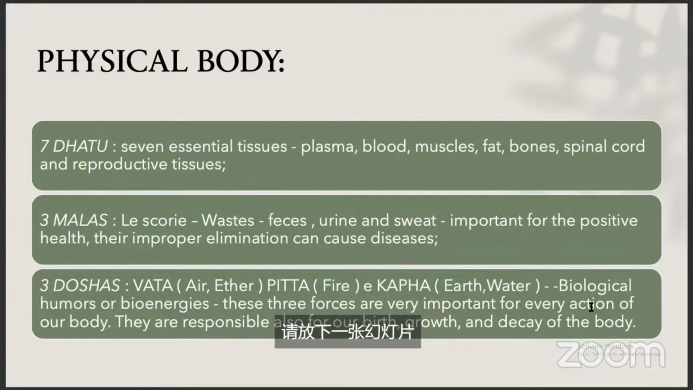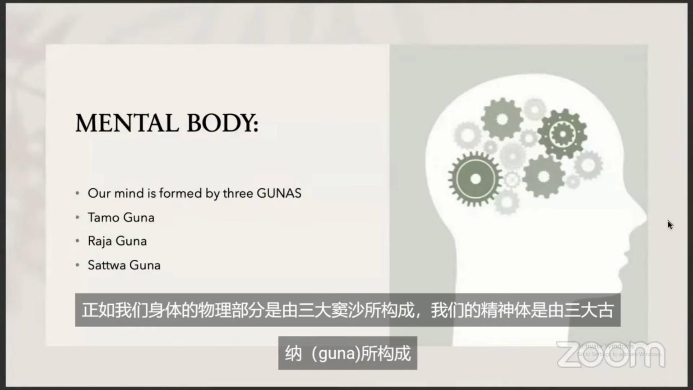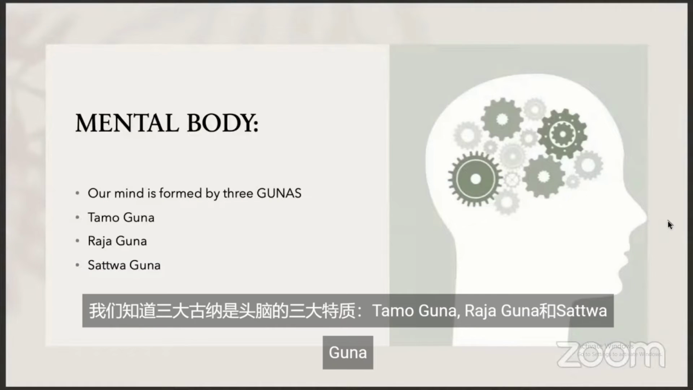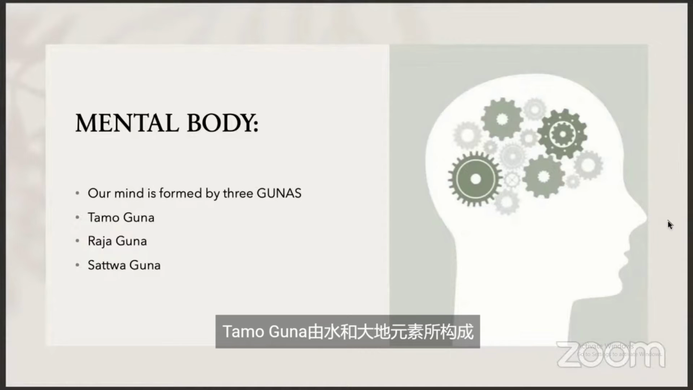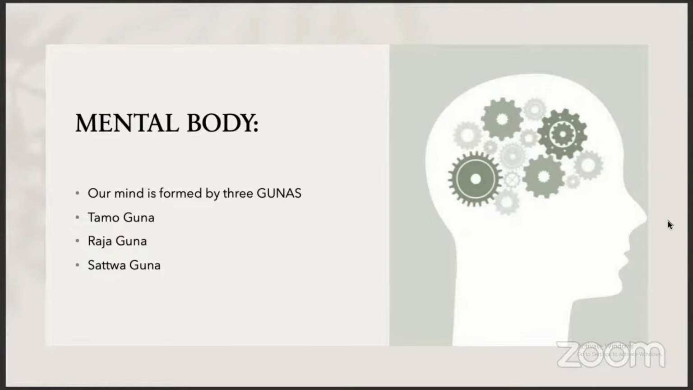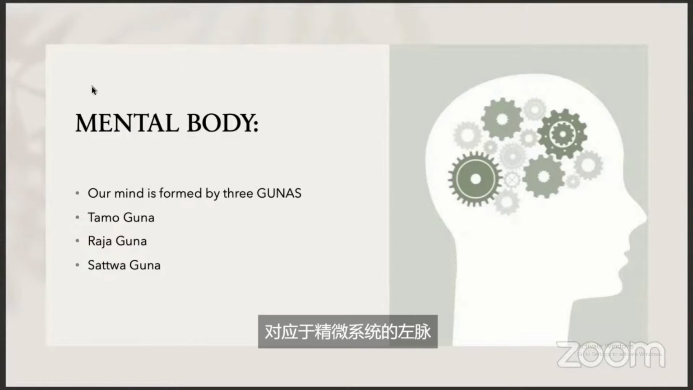Can we go to the next slide? It's about the mental body. Like the physical body is made up of three doshas, the mental body is also made up of three gunas. The three gunas are three qualities of the mind: tamo guna, rajo guna, and sattva guna. Tamo guna is made up of water and earth element, and it is related more with kapha in the physical body, and in the subtle body it is related with the left channel.